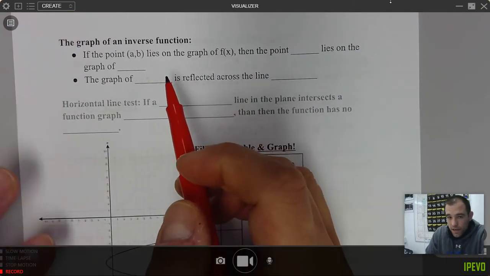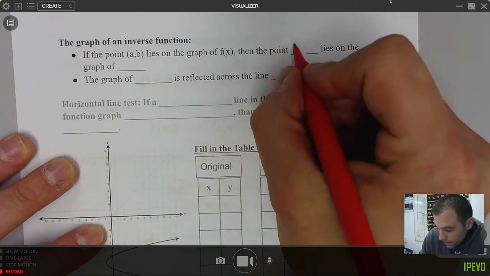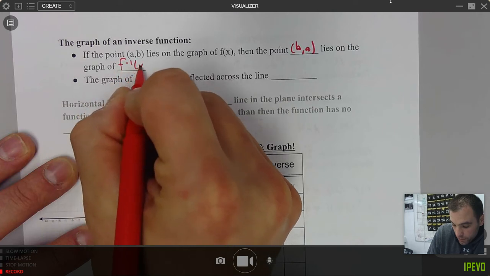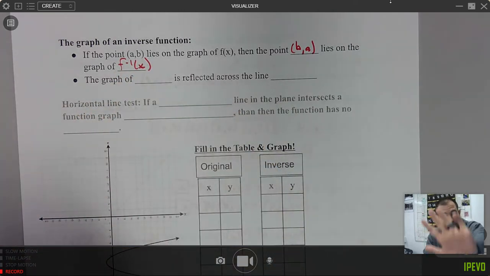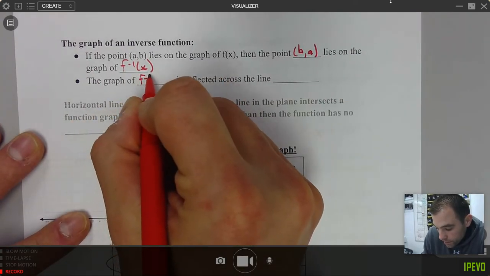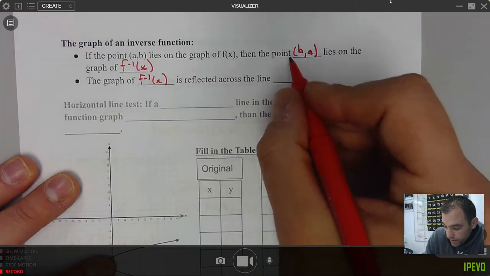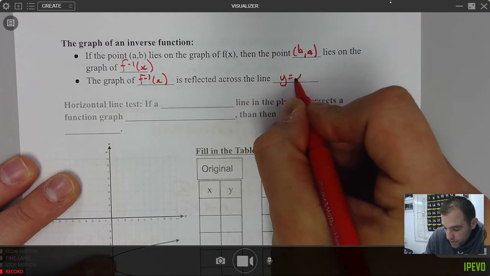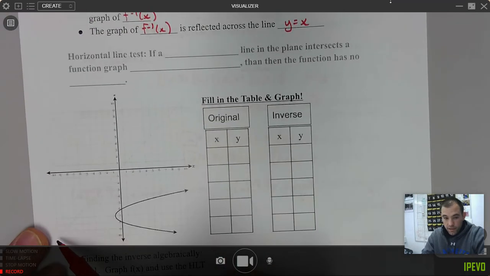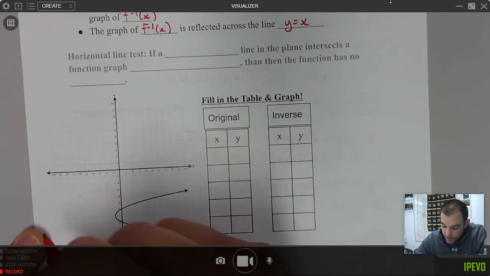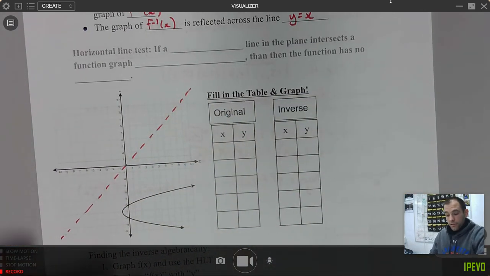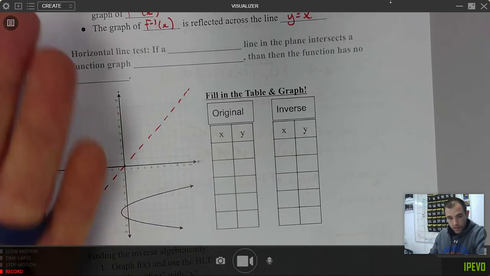So if the point (a, b) lies on the original graph, then the point (b, a), because remember we just flipped them, lies on the graph of the inverse. So if (a, b) is on one graph, (b, a) is going to be on the inverse of that graph. The graph of the inverse of f is reflected across the line y equals x. So basically it's a diagonal line going right through the middle. You see this line right here, that is the line y equals x. Kind of hard to see, but it's like a dashed line going right here. That's the line that it gets flipped over. So this is the original. If I were to flip it, that would give me the inverse.